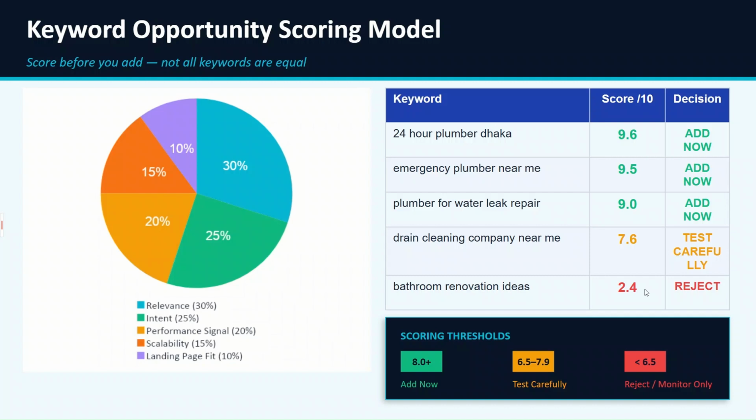So my threshold rule is: 8 or above, add now. Between 6.5 and 7.9, test carefully. And below 6.5, reject this, or just monitor. So the last pro tip is you don't need a complicated spreadsheet for this. Even a quick mental score takes 10 seconds per keyword and will save a lot of wasted budget.